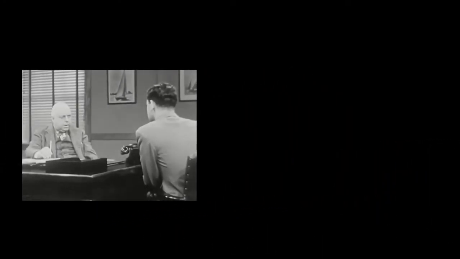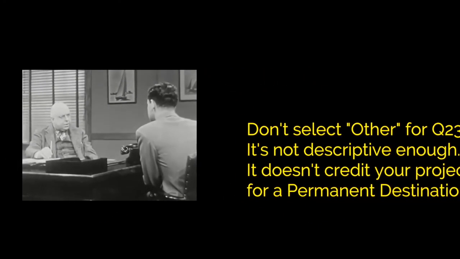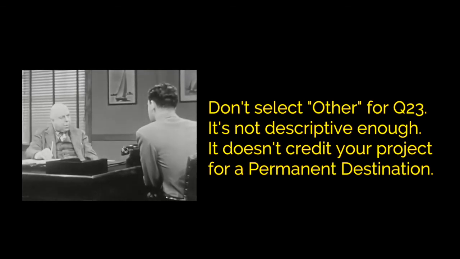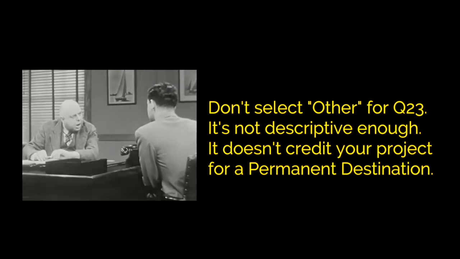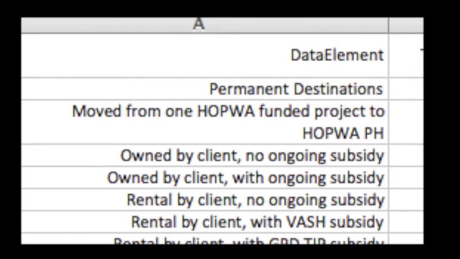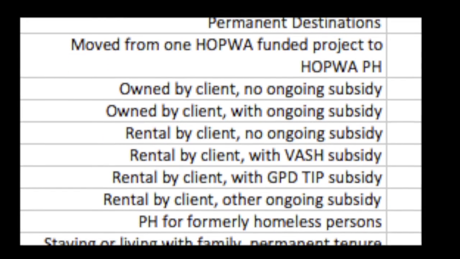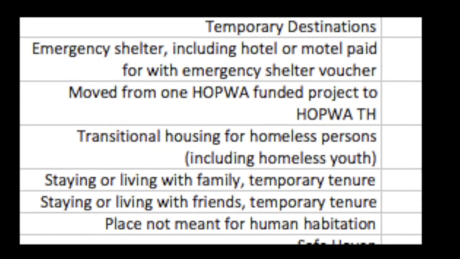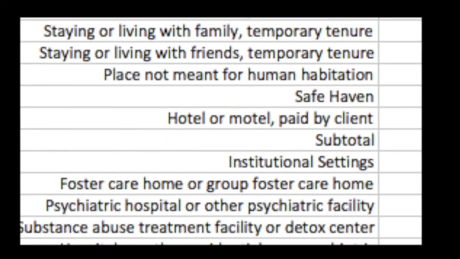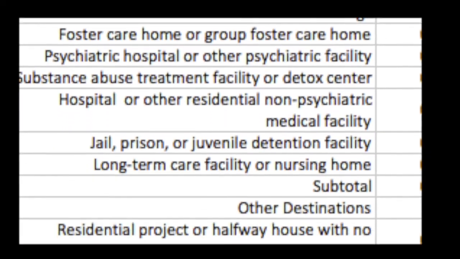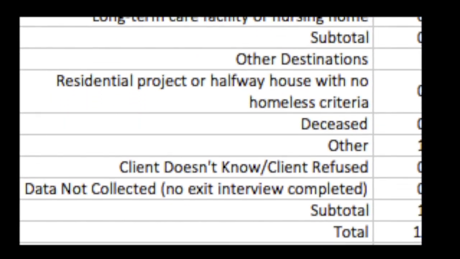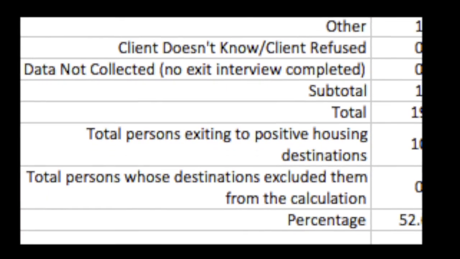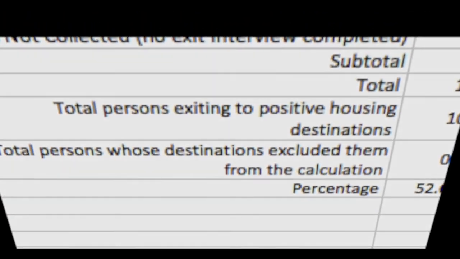If at all possible, please don't select other for questions 23A or 23B, as it's not descriptive enough, and it doesn't give you credit for if that location was permanent. There are very few exit destinations that would qualify under other. As you can see on both 23A and 23B, it's quite a comprehensive list, so it's unlikely that there are going to be many clients that would exit to an other destination.